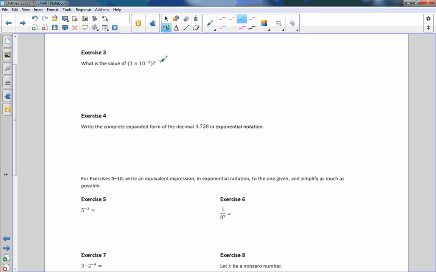Okay, so here we go. 3 times 10 to the negative 5. I'm going to put 3 over 1. I'm going to multiply by, I don't like x's, so I'm going to change that to a dot, so it doesn't look like a variable. And 10 to the negative 5 is the same as 1 over 10 to the positive 5, because that negative right here says to put it in the denominator and get rid of the minus sign.